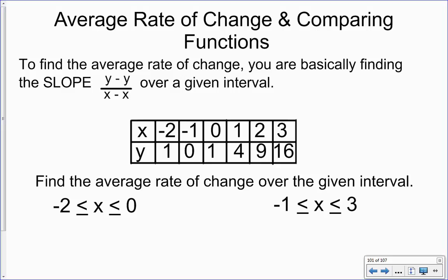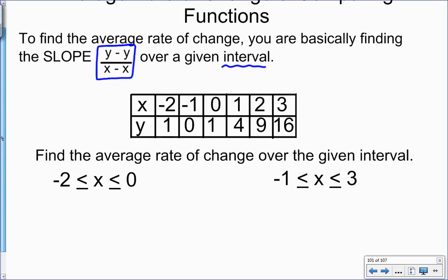So first thing we're going to talk about is the rate of change, just kind of reviewing what that means. To find the average rate of change, we're basically finding the slope of the line, so the rise and the run. And remember, we had this formula here. So y is on top, x is on the bottom. And we're going to be given a specific interval. So remember, an interval is just a piece of it. So not the whole picture, but just a piece of the picture.